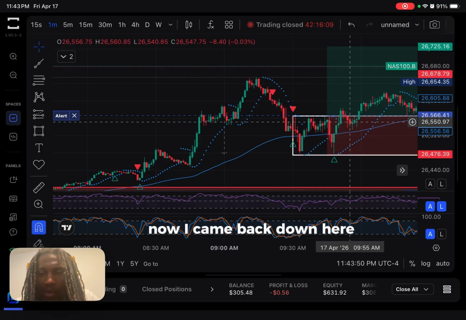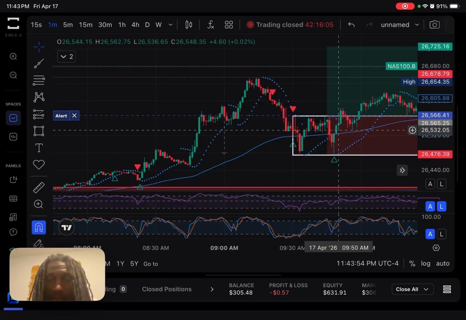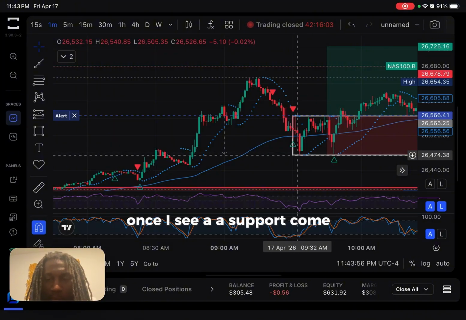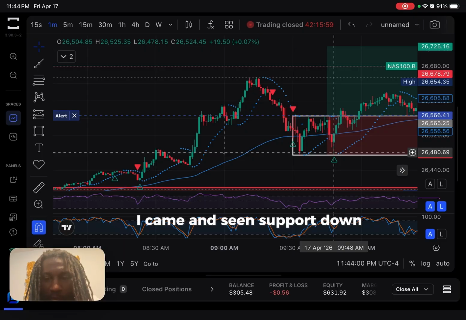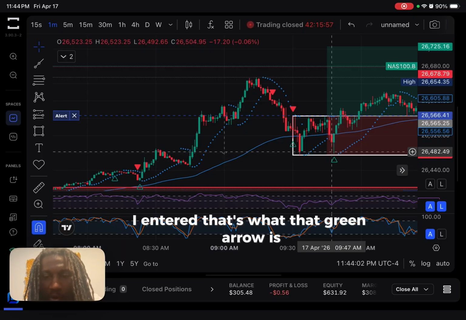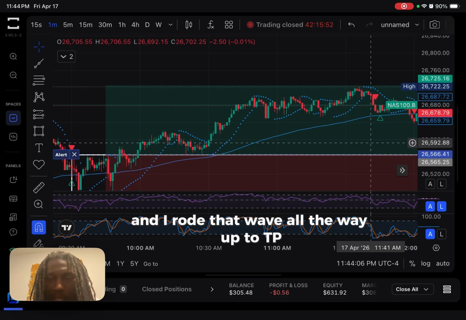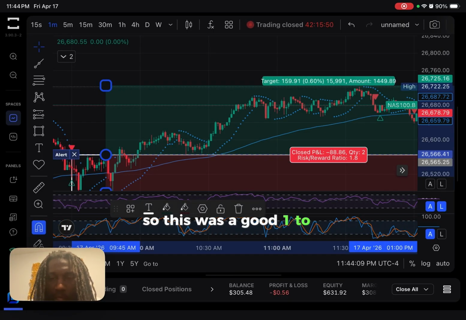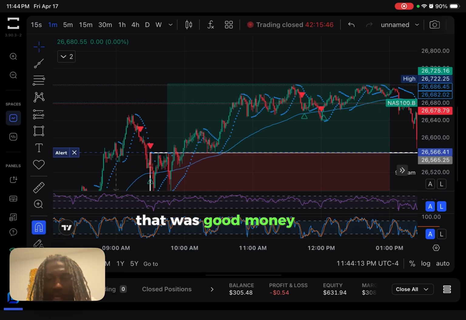Now I came back down here, I would enter the trade right here. But similarly, like I told you, once I see a support come down here, that's when I enter the trade, and that's when I did that. I came and saw support down here, I entered. That's what that green arrow is. I entered the trade right here, and I rode that wave all the way up to TP. So this was a good 1 to 8 ratio. That was a good play right there. That was good money.